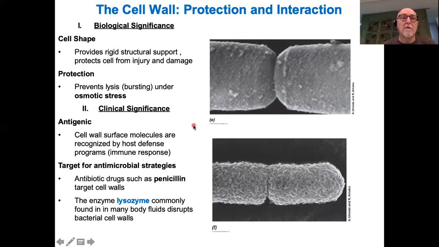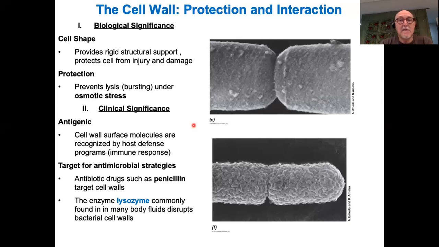The cell wall molecules are important in disease processes. They do have antigenic properties. That is, they can be recognized by the immune system. And the cell wall can actually be attacked by various elements of the immune system. So they're targets of the immune response.